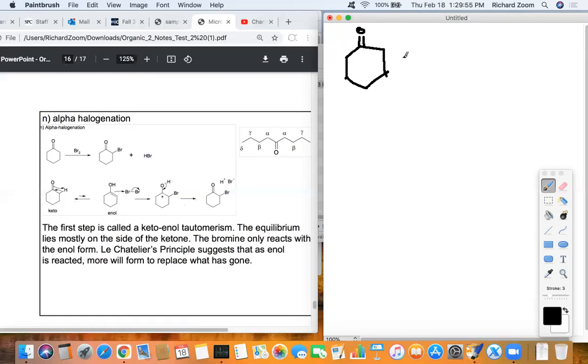So what happens is if you've got a C double bond O, it's actually in equilibrium with another form of a ketone called an enol.